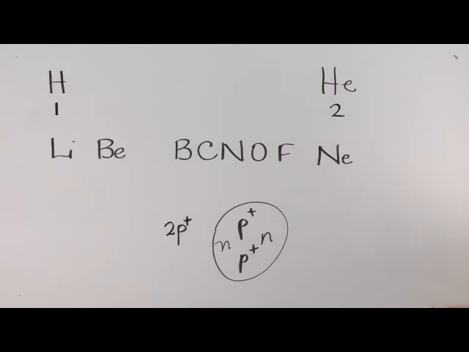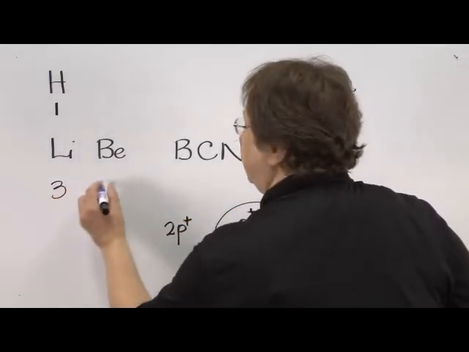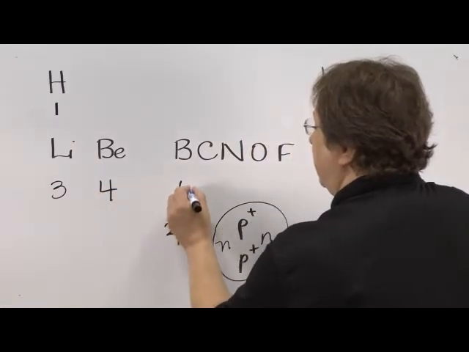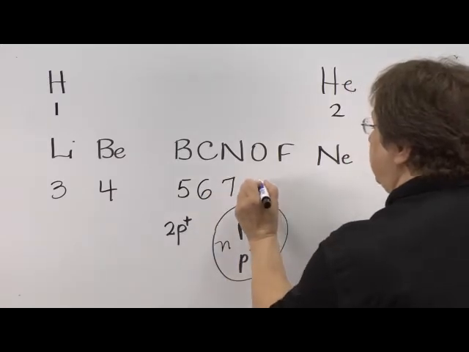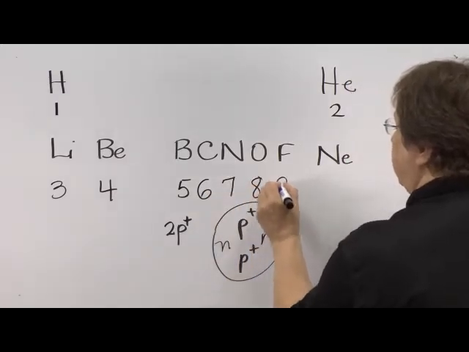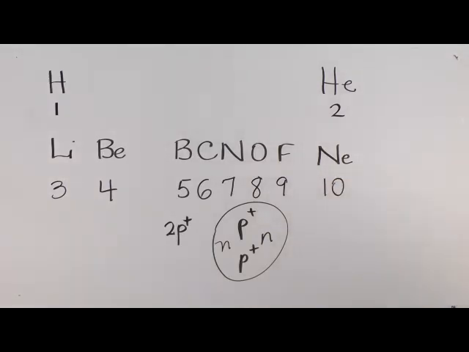They help to hold the nucleus together because a positive charge to another positive charge should be repulsive, and that means that the nucleus would fall apart. The other thing we want to say is that as we come across them, the first element has 1 proton, the second element has 2, the third element has 3 protons, beryllium has 4 protons, boron has 5 protons, carbon has 6 protons, nitrogen has 7 protons, oxygen has 8 protons, fluorine has 9 protons, and neon has 10 protons.